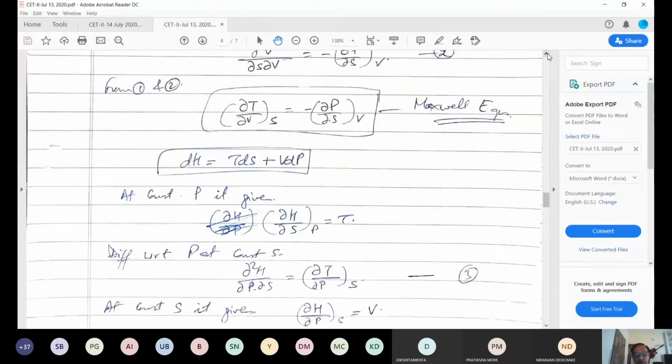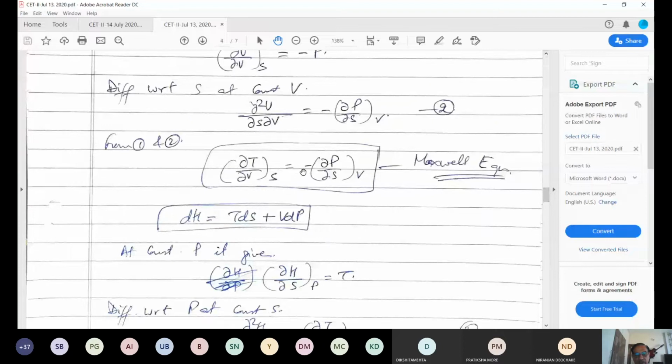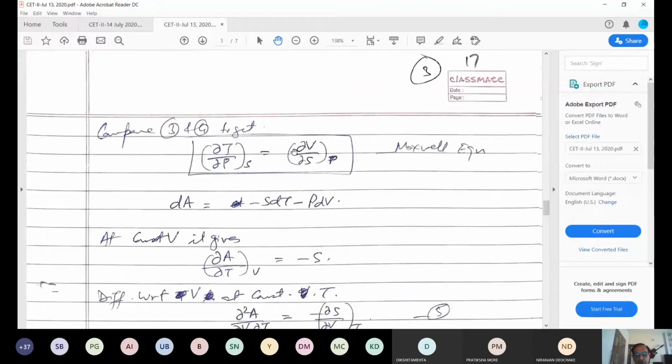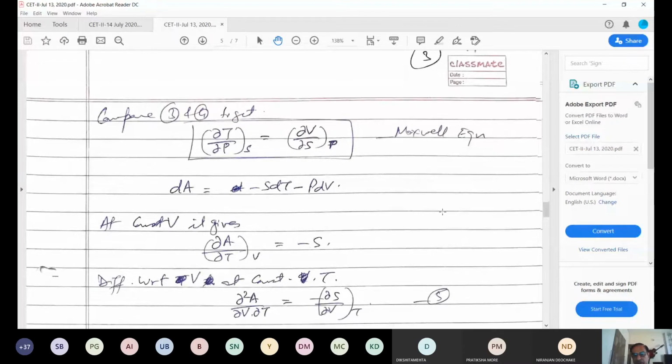Right? So you have one form of equation, again temperature, pressure, volume, and entropy. And here also, the second form of equation, temperature, pressure, volume, and entropy. Three measurable quantities, one quantity which cannot be measured. So we have to get a correlation for that in terms of measurable quantities.